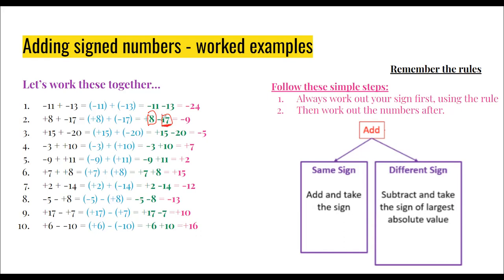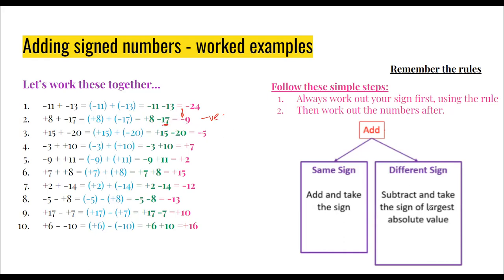So what is the sign in front of 17? Positive or negative? A plus or minus? Negative. Good. Negative is the correct word to use. So we are going to find our sign part first. So our answer is going to be a negative answer because we're taking the sign of the larger number.